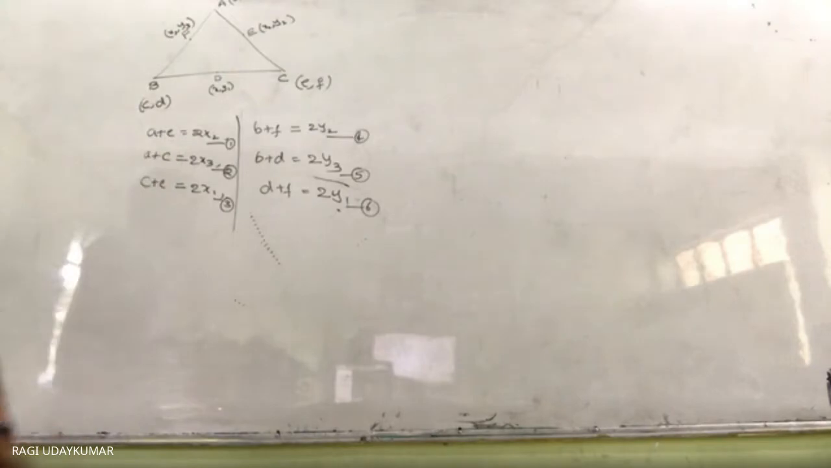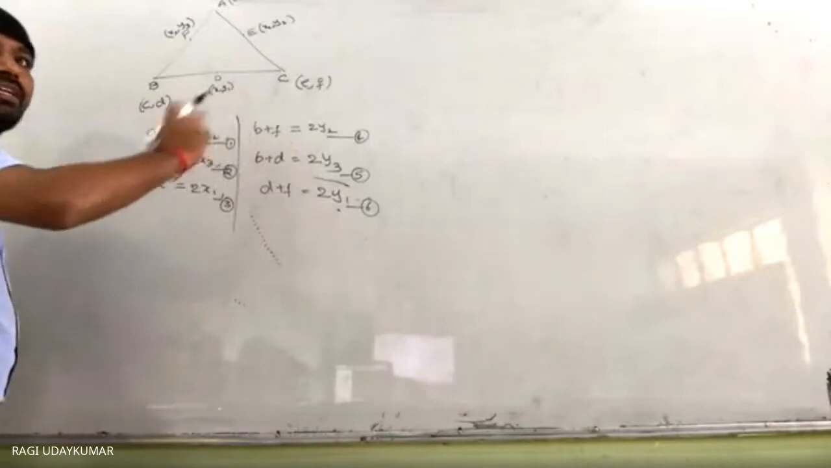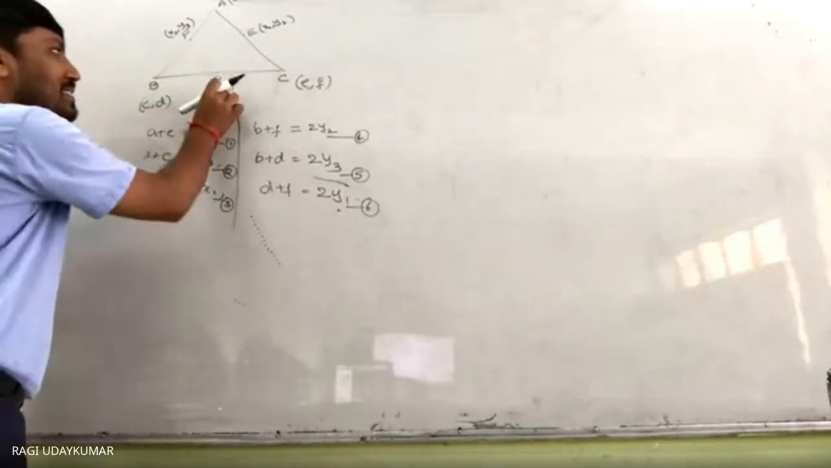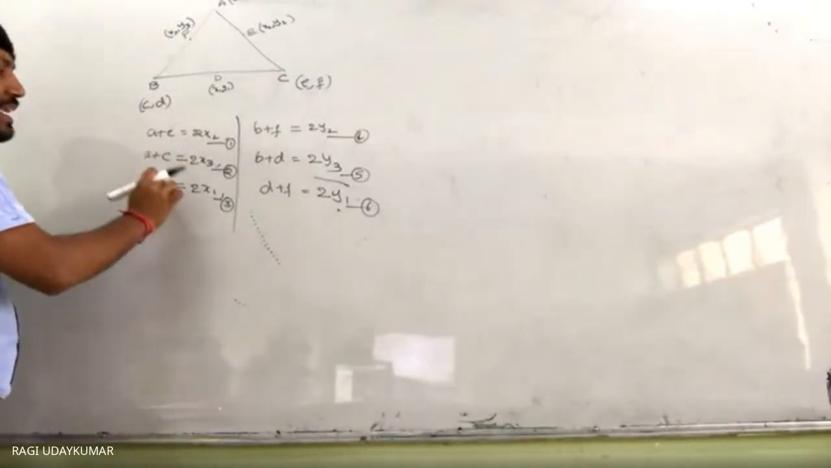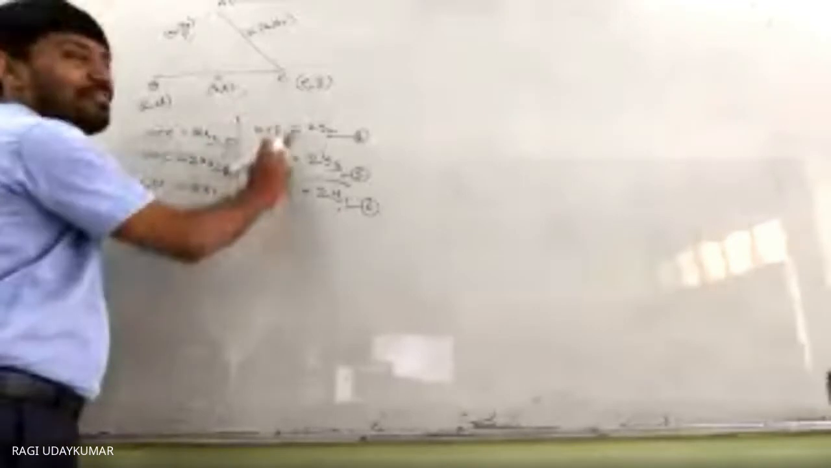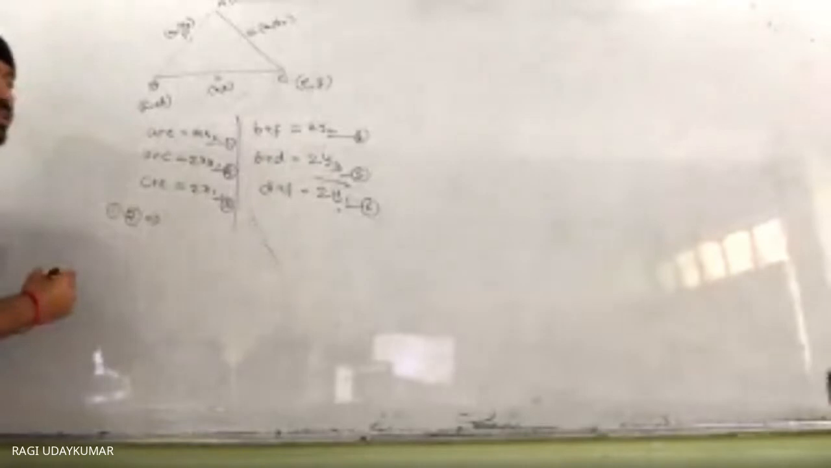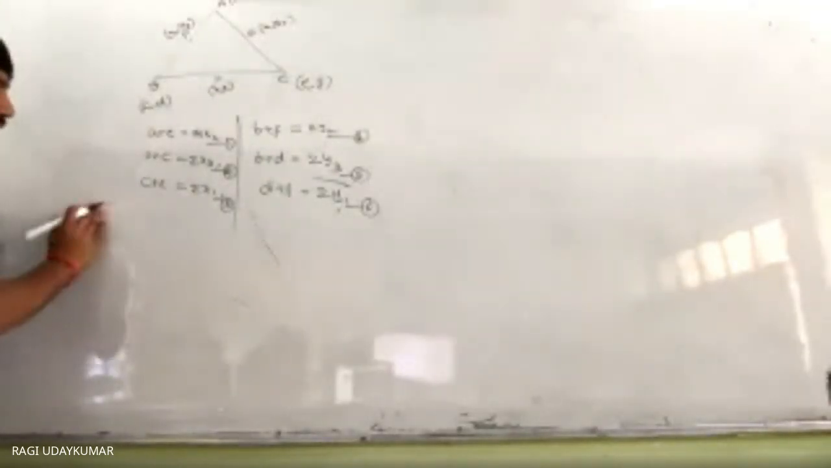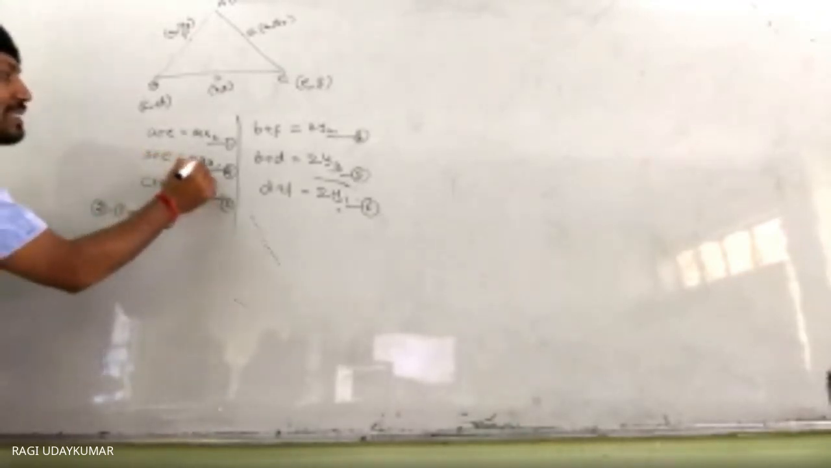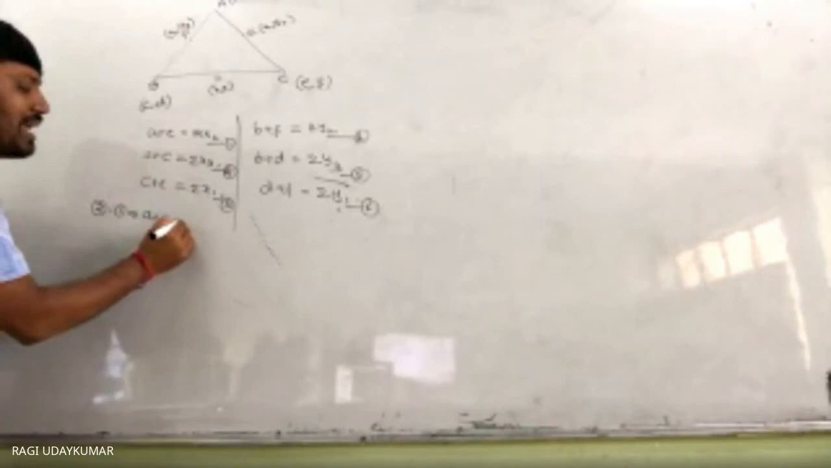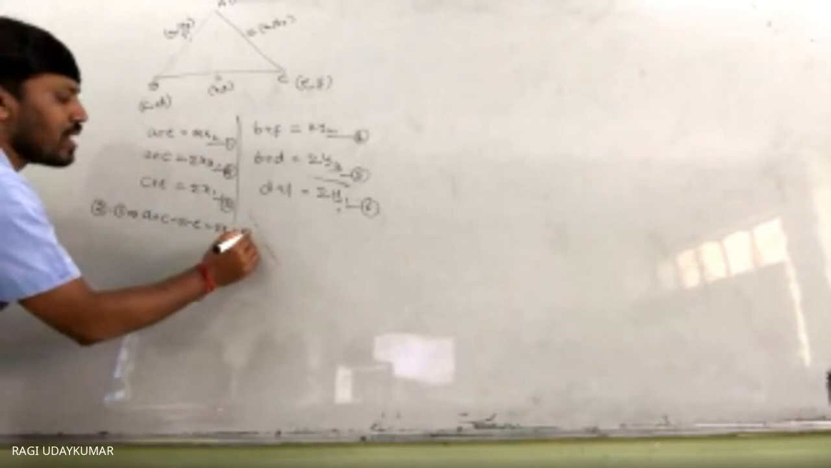x1, y1, x2, y2, x3, y3 are the constants because the numbers are given. A, C, E are the variables here, and B, D, F are the variables. Just subtract: second equation minus first equation. So what do I get here? In the second equation, A plus C minus A minus E is equal to 2x3 minus 2x2.